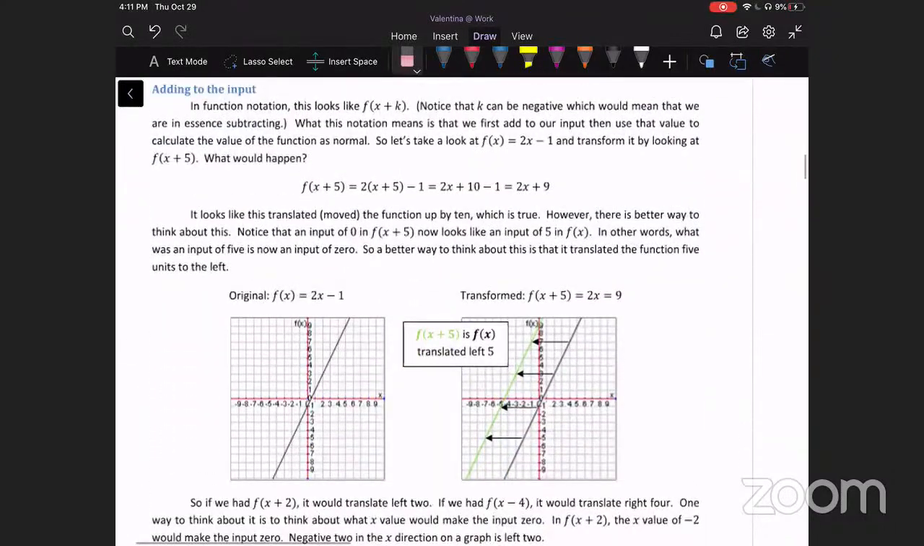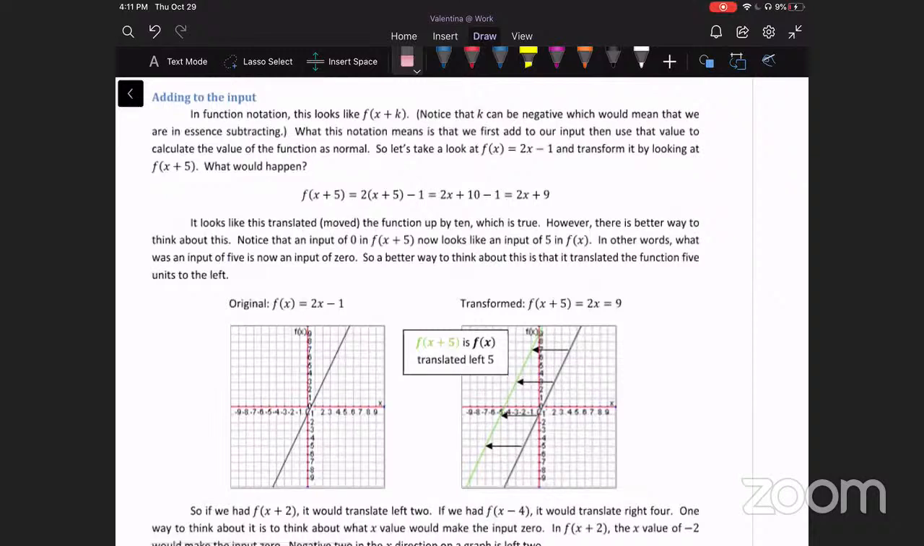Okay, so the second thing you can do now is, instead of adding to your output or your y value, you can add to your input. That would be adding to your x. So for example, if you have the same function, f of x equals 2x minus 1, and you want to add 5 to the input, you would say f of x plus 5 equals 2x plus 5 minus 1. Does that make sense up to that point?